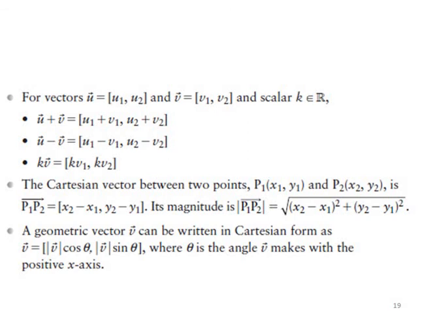The Cartesian vector between 2 points, P1 as (x1, y1) and P2 as (x2, y2), is P1P2, and the x component is going to be x2 minus x1 and the y component is going to be y2 minus y1. Its magnitude is going to be x2 minus x1 squared plus y2 minus y1 squared, and then we need to find the square root of it. A geometric vector v can be written in terms of Cartesian form, which is going to be the magnitude of v times cosine theta and the magnitude of v times sine theta, where theta is the angle v makes with the positive x-axis.